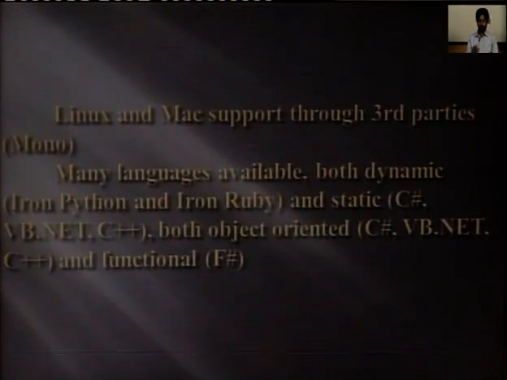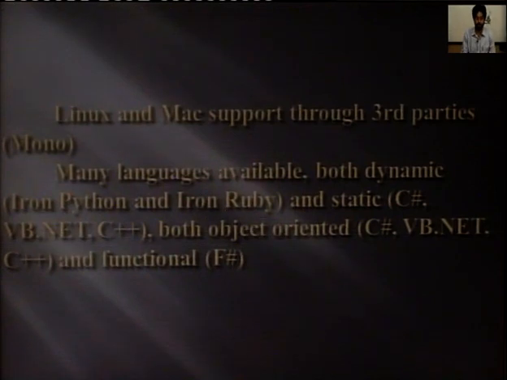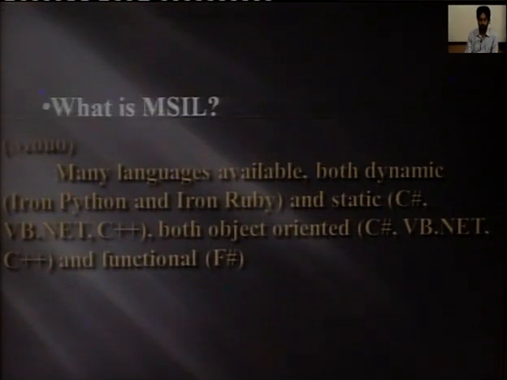So, whichever operating system it is, whether Linux, Windows or Mac OS, all the third party operating systems can support the .NET framework. So, all languages, both dynamic and static, such as C#, Visual Basic .NET or C++, both object oriented and functional, all the compilers can execute on .NET.